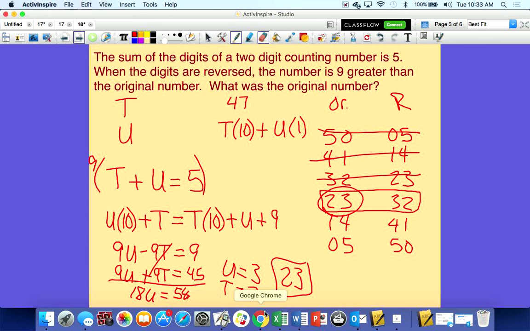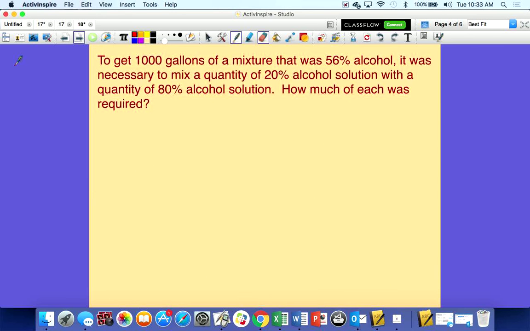So, here is our algebra way to solve it, and here's our logical way of solving it. Both ways work, doesn't matter to me how you solve it. It kind of depends on what the question is asking, which way to go with it. Alright, so it's up to you.